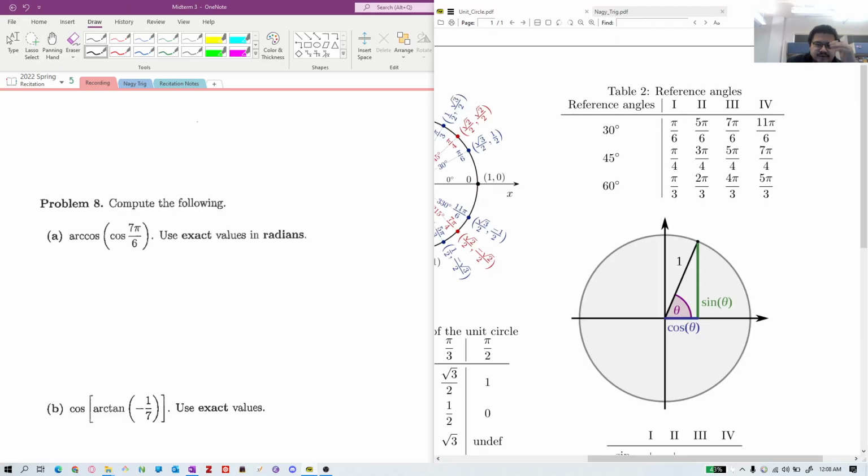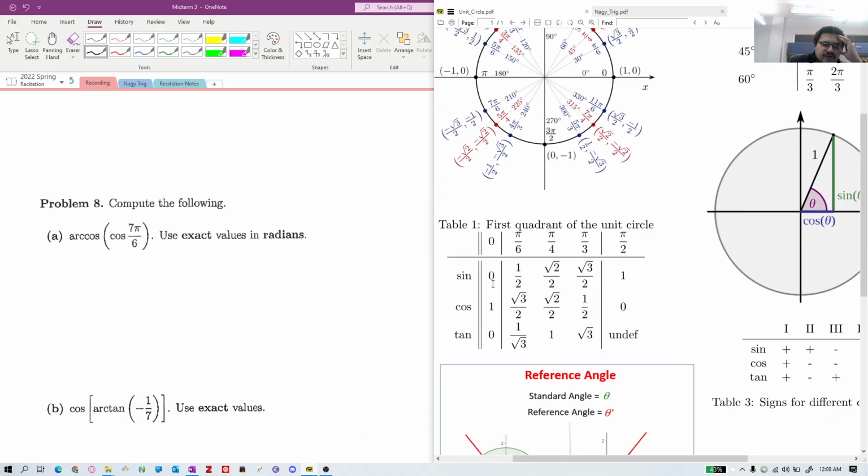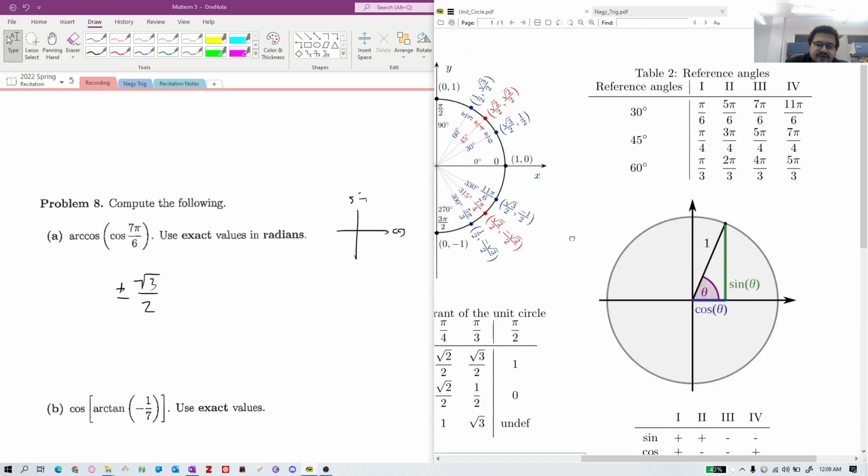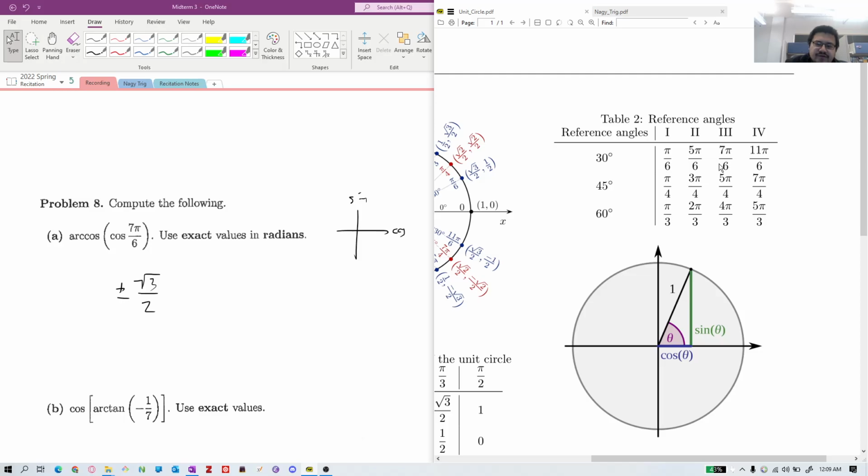Well, how would I spell this out? We know that the 7 pi over 6 is a 30-degree angle. So we need to think, what kind of value does cosine take on a 30-degree angle? It's going to be root 3 over 2, plus or minus. Root 3 over 2, but is it a plus or a minus? Well, let's think about cosine, sine. 7 pi over 6, what quadrant did that land in? 7 pi over 6 landed us in the third quadrant.